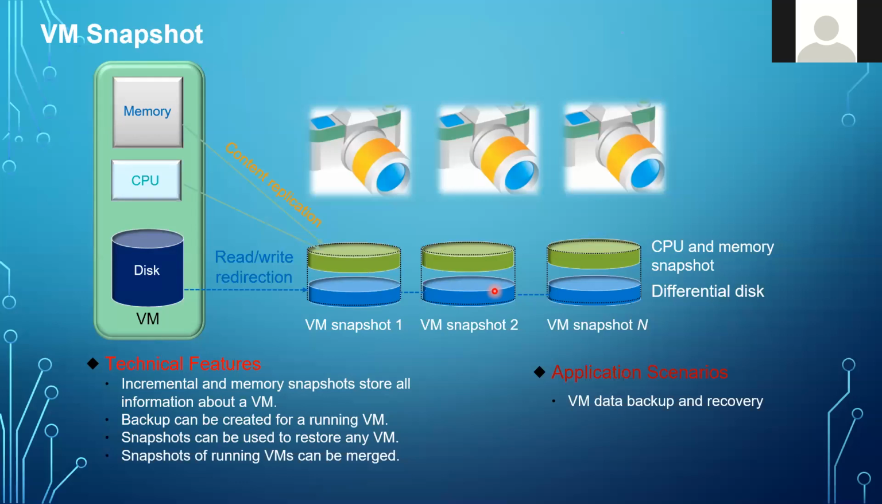For example, snapshot technology works like this. You take a snapshot, and the snapshot will create another delta disk. Writes will be redirected to that delta disk, and the original disk will be in read-only mode. Once you delete the snapshot, it will automatically merge data to the original disk.